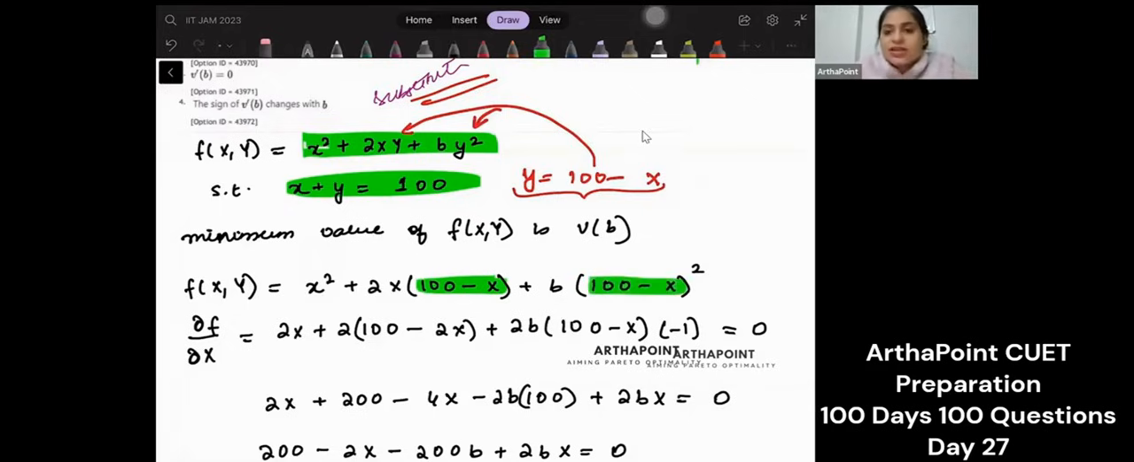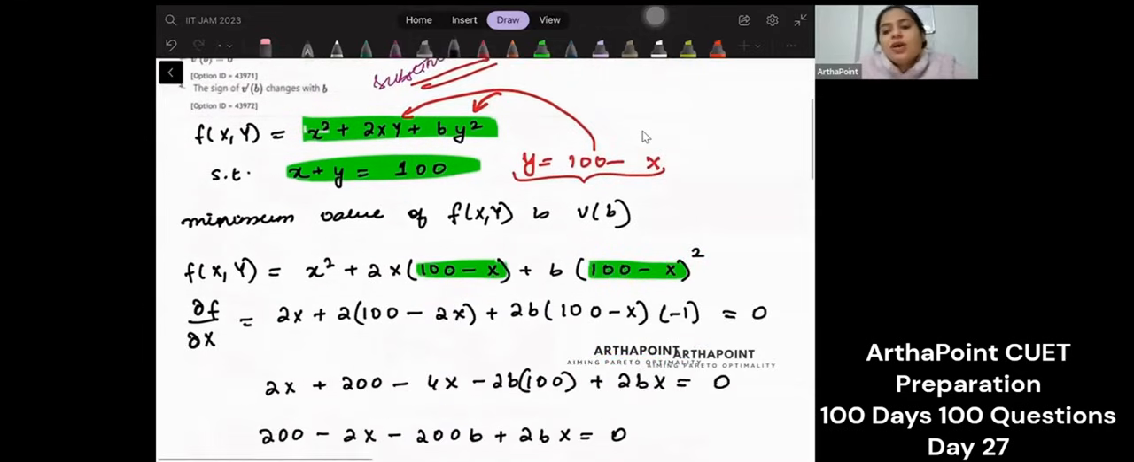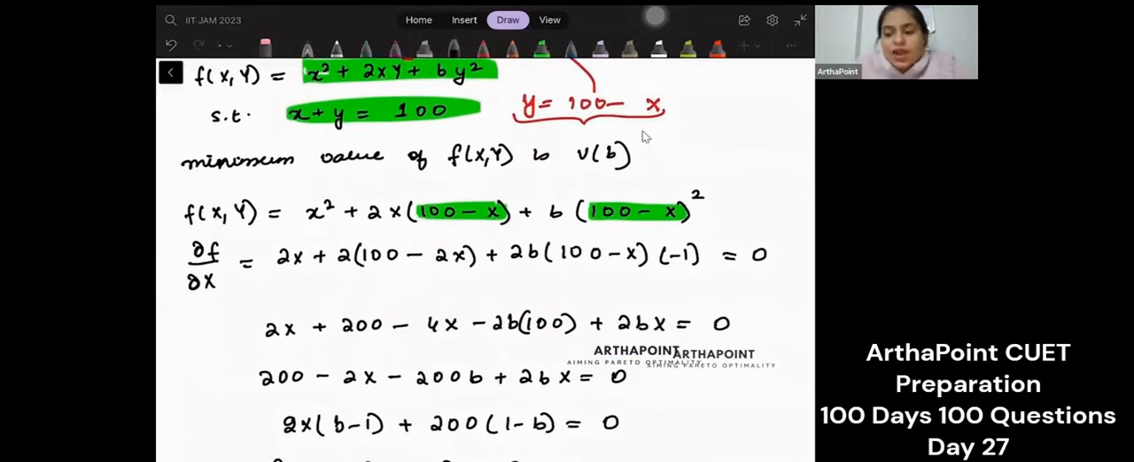Now, because they're telling me that V(b) is the minimum value attained, we will go ahead and find the minimum value of the function. And how do you minimize the function? You differentiate the function and you equate it to 0. Now, the only variable I can differentiate with is x. So differentiation of x square will give you 2x. Then here, this is 100 into x, so differentiation of 100x will be 100. This is minus x square, so differentiation of minus x square will be minus 2x.